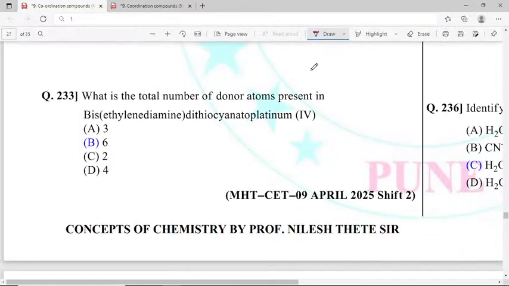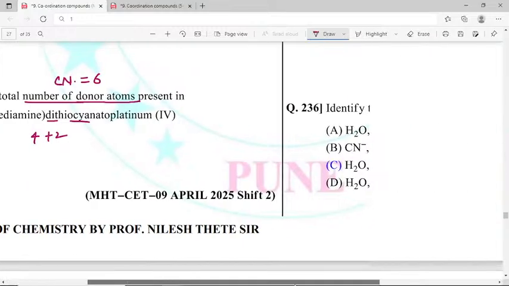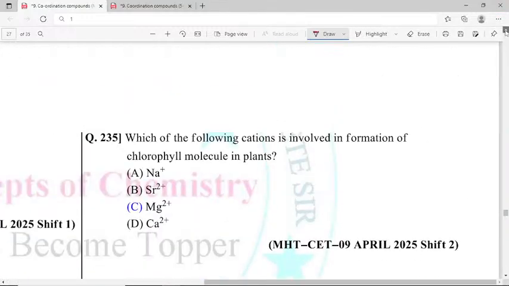What is the total number of donor atoms present in bis-ethylene diamine dithiocyanate? Di means 2, bis means 2, so 2 times 2 is 4, 4 plus 2. How much? 6. So this is the coordination number. Number of donor atoms means coordination number, which is equal to 6.